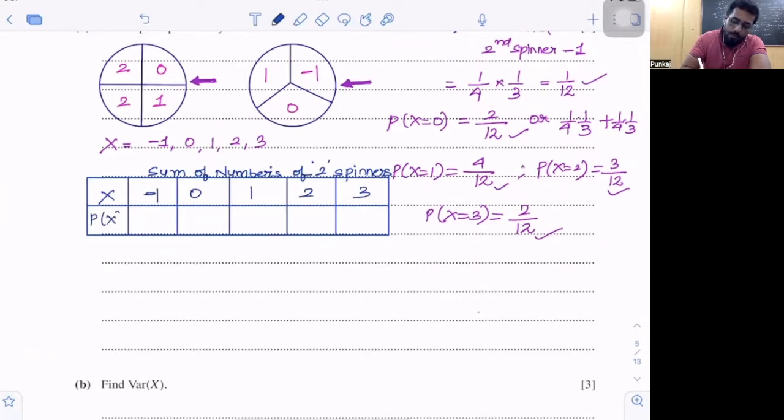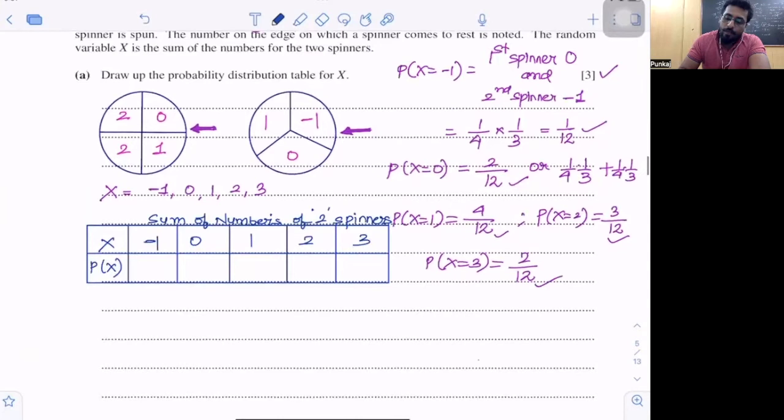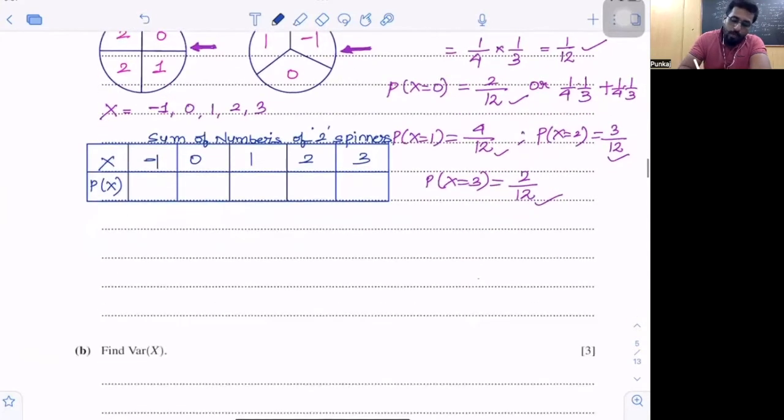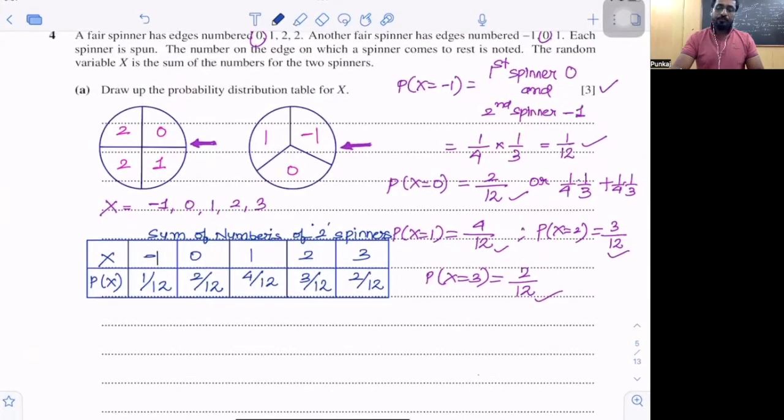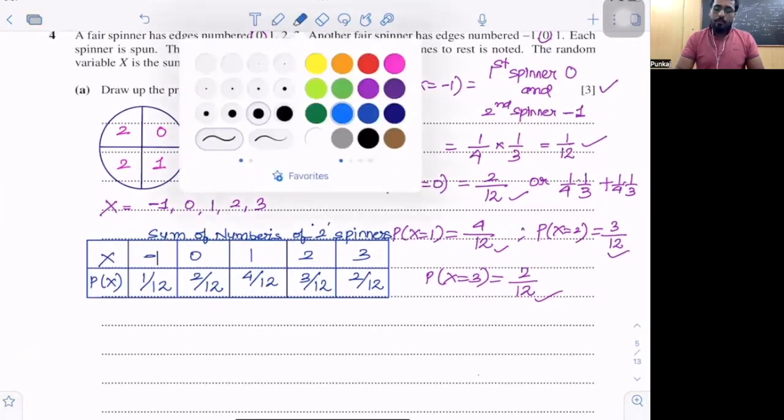And what's the probability of x that you have got? So for -1, it was 1 over 12. So I write here 1 over 12. Then it was 2 over 12, right? Then we had 4 over 12 for x equal to 1. Then we had 3 over 12 and 2 upon 12. So that's how the distribution table must be shown for the given question.